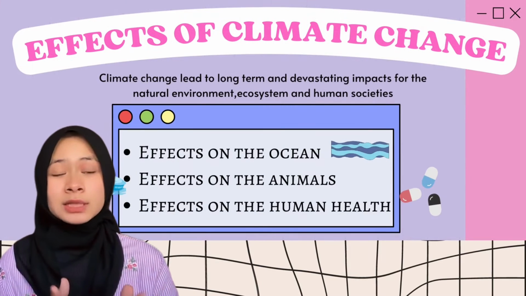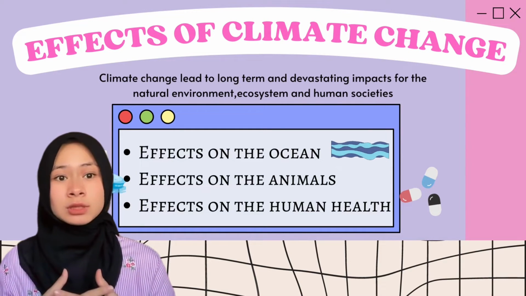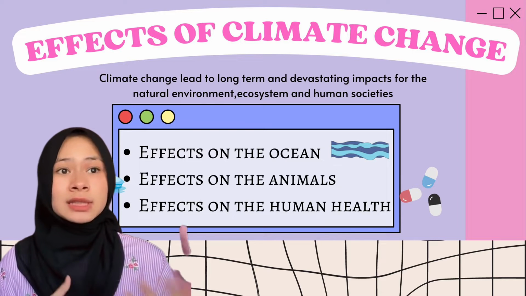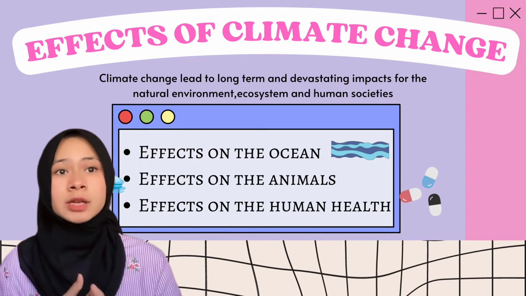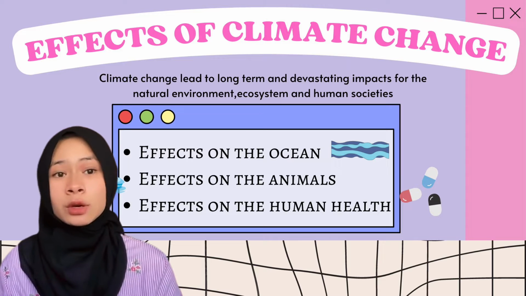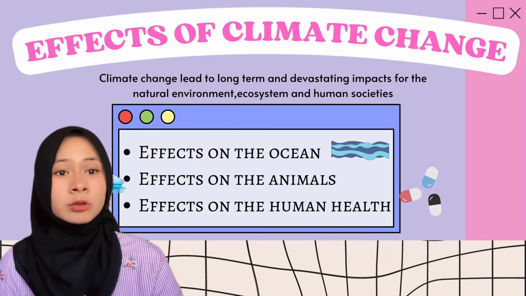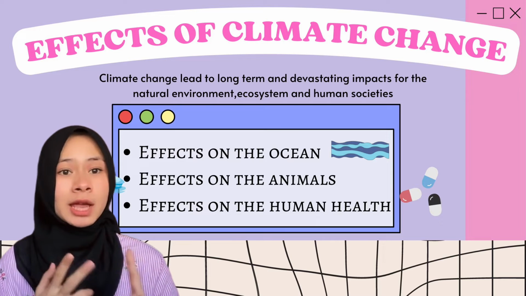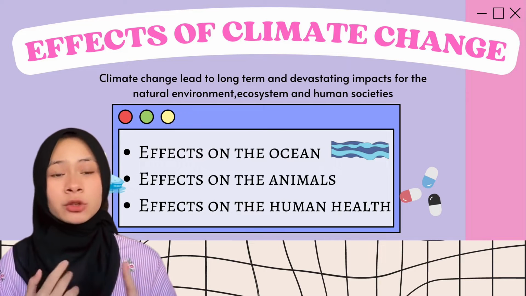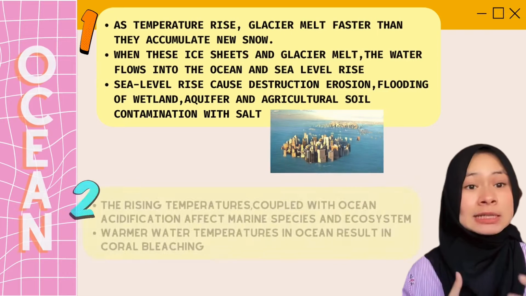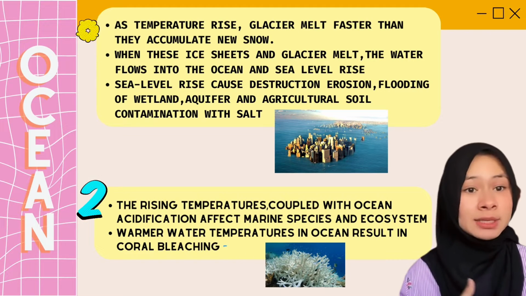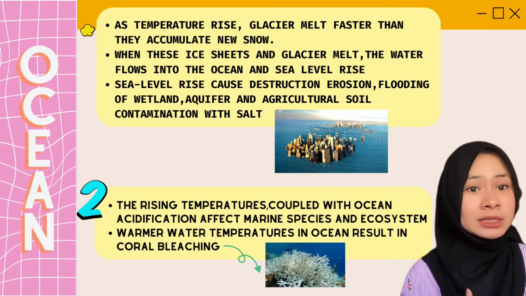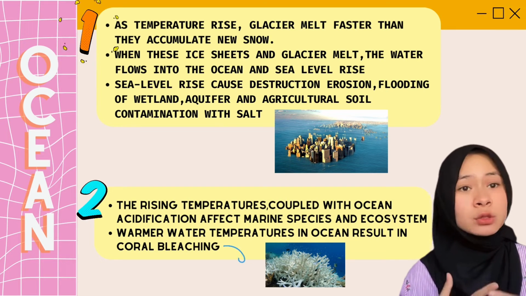There are many effects of climate change that we need to be concerned about because climate change leads to long-term and devastating impacts for the natural environment, ecosystems, and also human society. So, I will talk about effects on the oceans, effects on the animals, and also effects on human health. So first, the effects on the oceans when climate change happens. When temperature rises, the glaciers melt faster, and then they accumulate new snow.